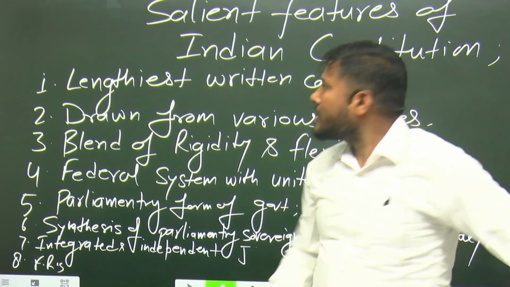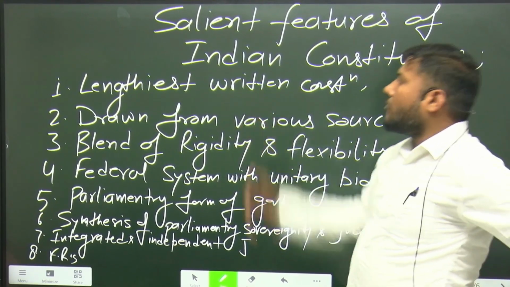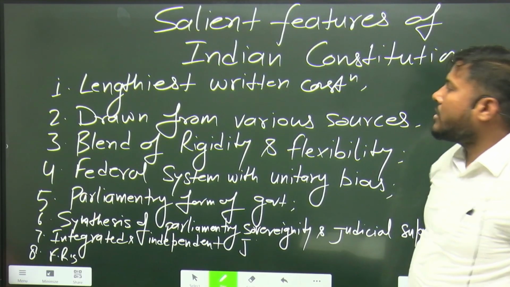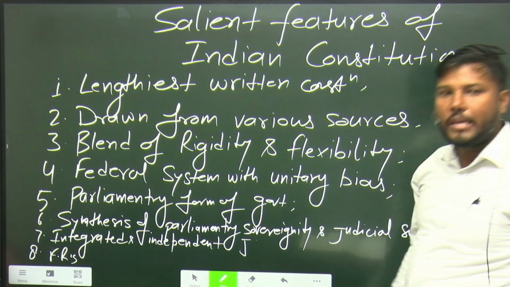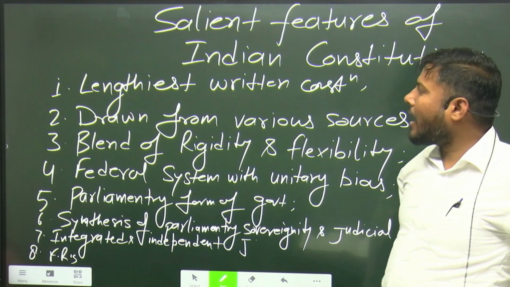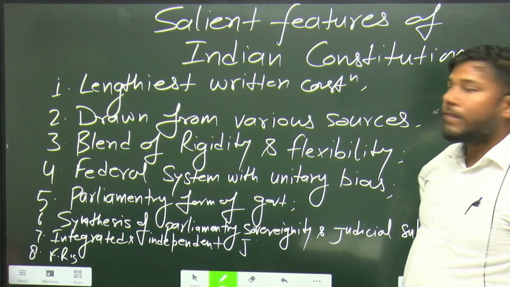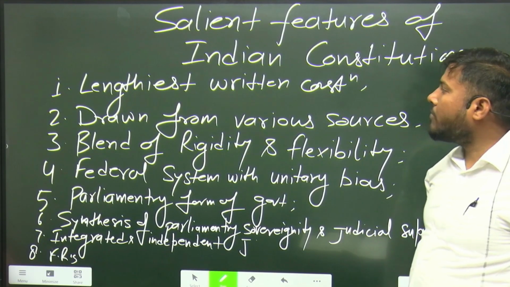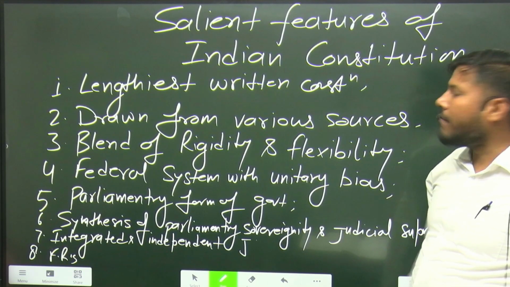You see here, some of the salient features we have discussed earlier. The first feature was the lengthiest written constitution. Our constitution is the lengthiest written constitution. We have discussed in detail, and I have made you understand how it is the lengthiest written constitution, and what were the factors responsible for our constitution being the lengthiest and written constitution. Those all things we have discussed earlier.